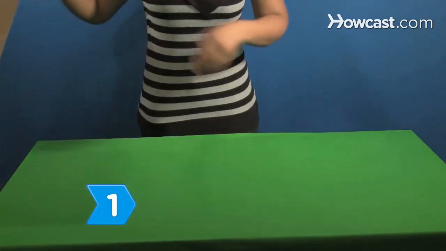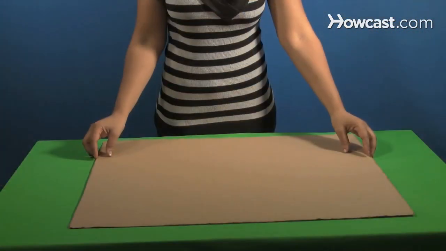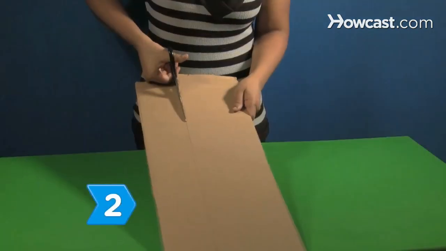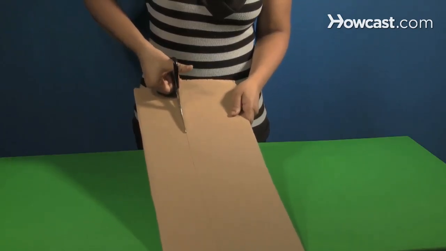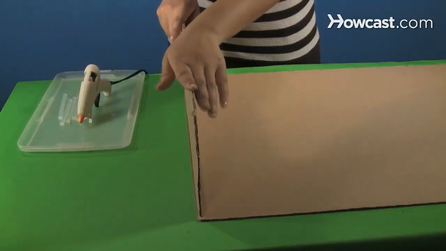Step 1. Lay out a flat piece of cardboard to use as the maze's floor. Choose a piece as large as the labyrinth you want to make. To increase the maze area, attach two pieces of cardboard together with duct tape. Step 2. Cut 6-inch high strips from flat cardboard the same length and width as the maze floor. Glue the strips around the perimeter to create the structure's walls.